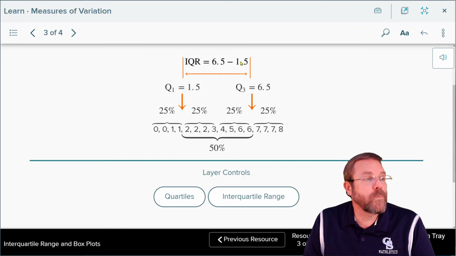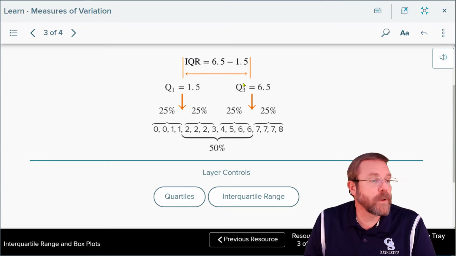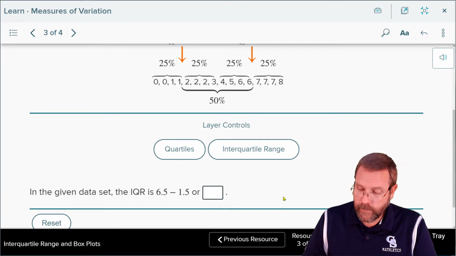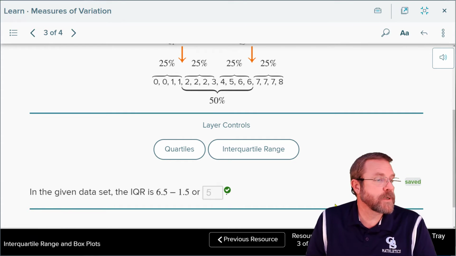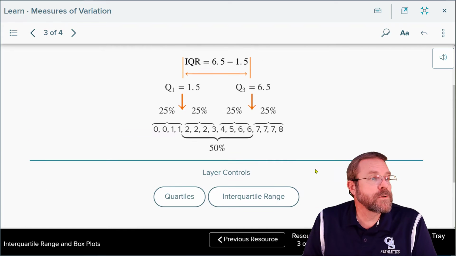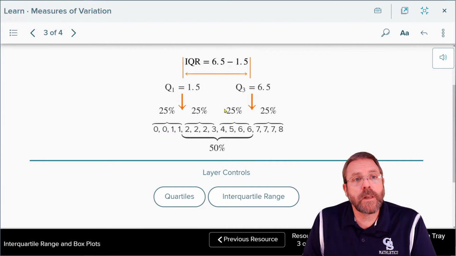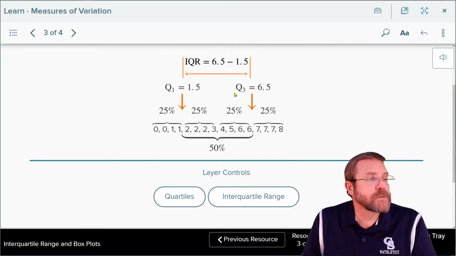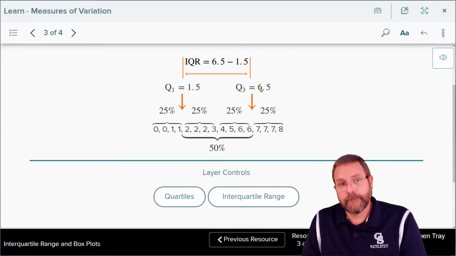6.5 minus 1.5 is going to end up giving us 4? Nope, 5. It's going to end up giving us 5 for our interquartile range. So right there, we're going to type in our 5, check our answer. That's all there is to it. The interquartile range, it's a lot of scary words, but it's just subtracting the first quartile from the third quartile.